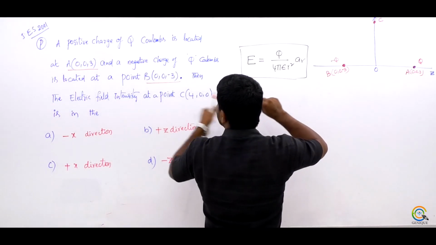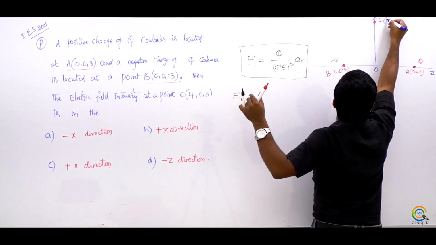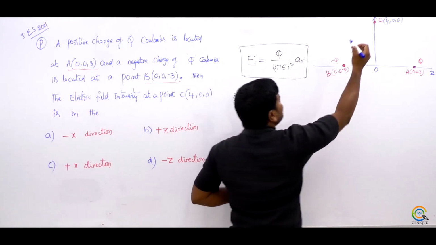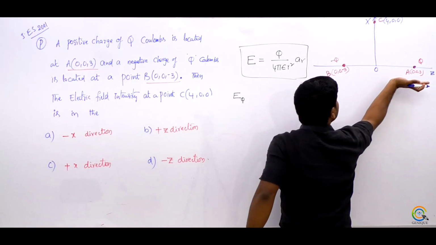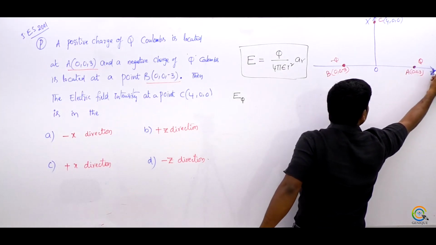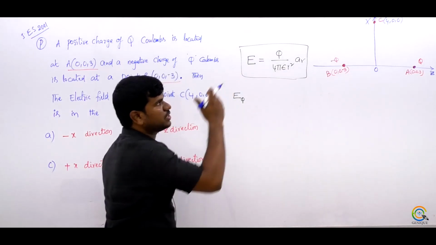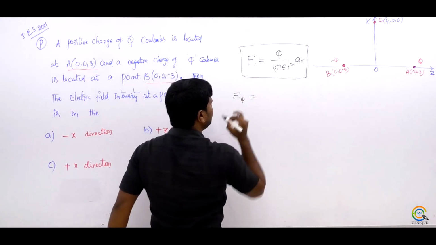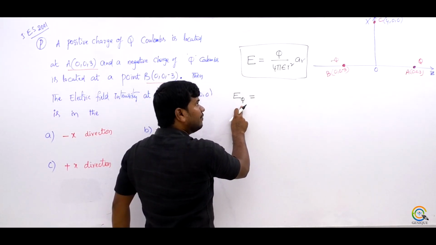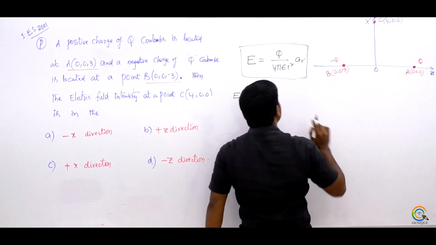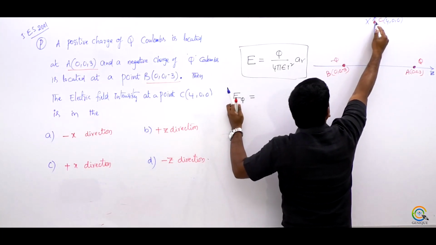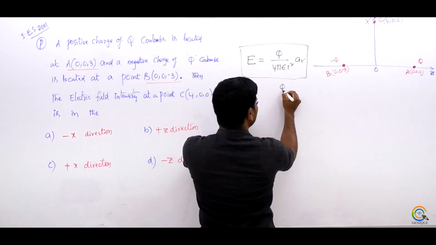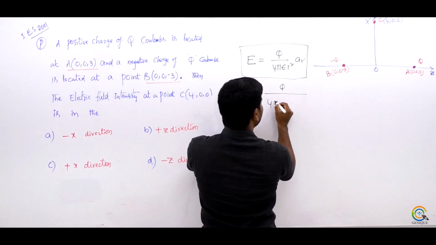See, what is point C? Point C is here. It is (4, 0, 0), which means it is this place on the x axis. So this is represented as the x axis, z, x, y. So always you have to follow this notation. Okay. So E_Q is equal to E due to Q, at here. I am finding the electric field intensity at this place due to this first one. This will be equal to Q divided by 4 pi epsilon.